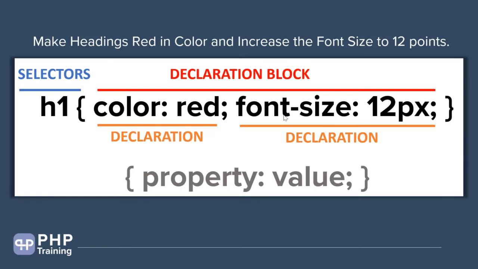Okay, and you see there are two declarations. They are separated with a semicolon. Color is red, font size is 12. So this is basically a property, colon, value, and then a semicolon. If you have worked with JSON before, it is something similar to that. You have a property, colon, value, and then a semicolon. Okay, so you have two declarations. The first declaration says color should be red. The second declaration says font size is 12 points. Okay, and this is how you write your CSS.